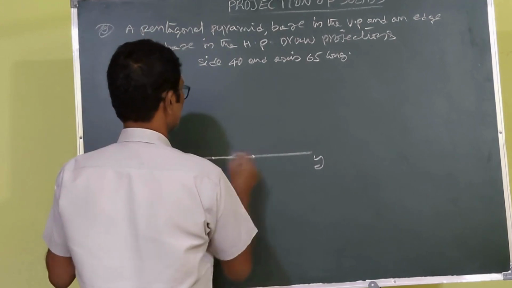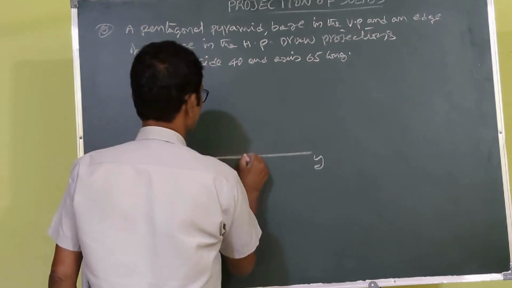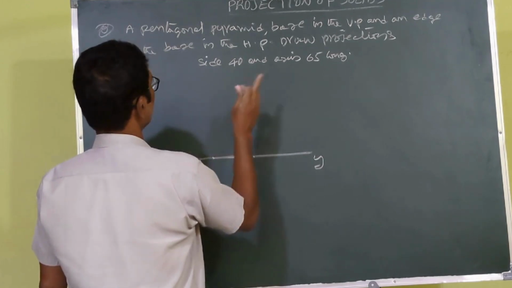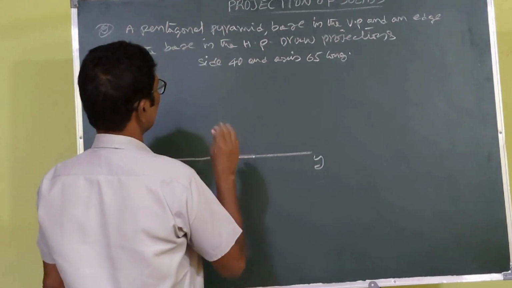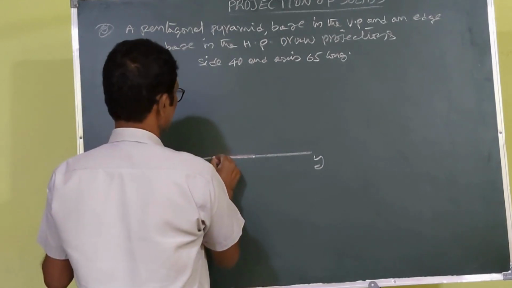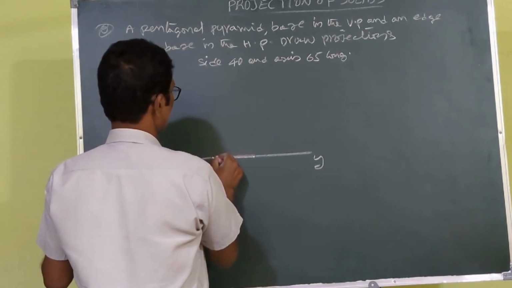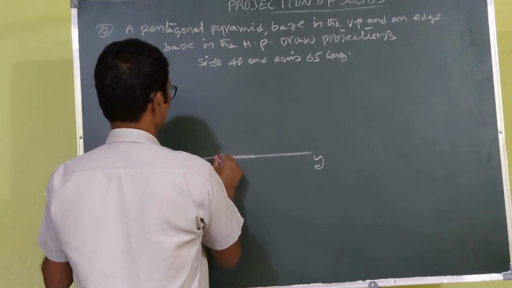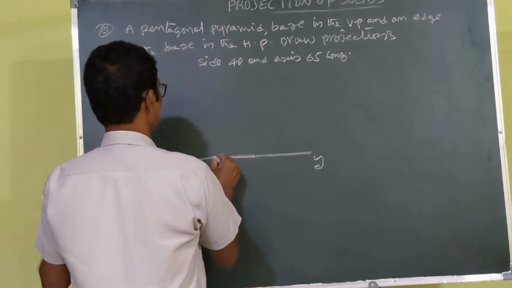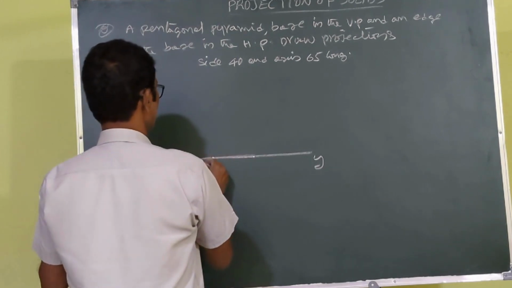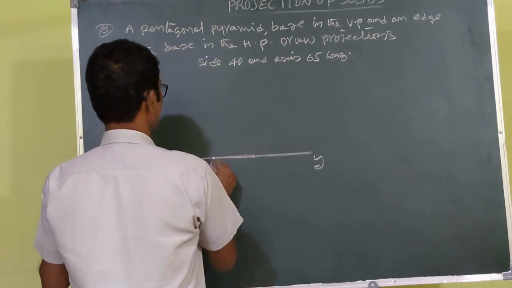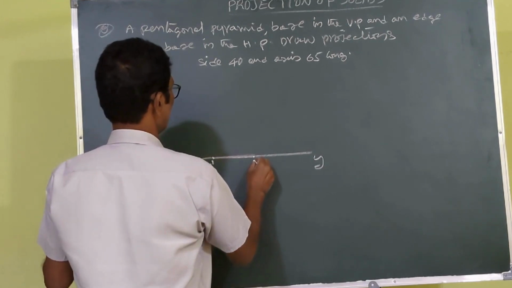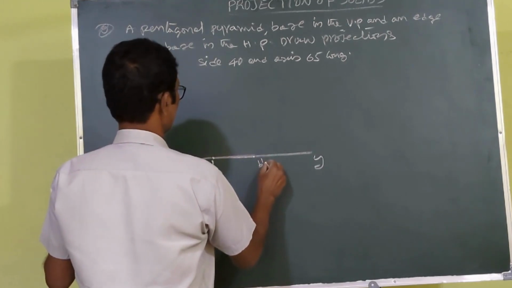You cut it on the XY line, because the base is in the VP and one edge of the base is in the HP. So we have to draw one edge on the XY line, so that it is in the HP and VP. Here you have to construct the pentagon. This is A dash, 1 dash. This is B dash, 2 dash.